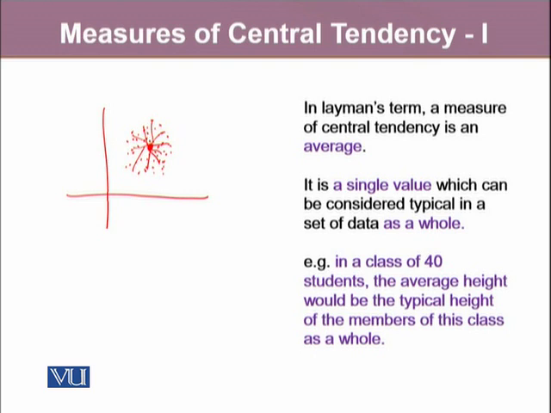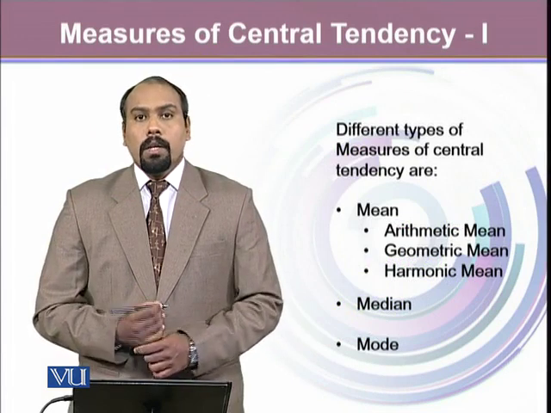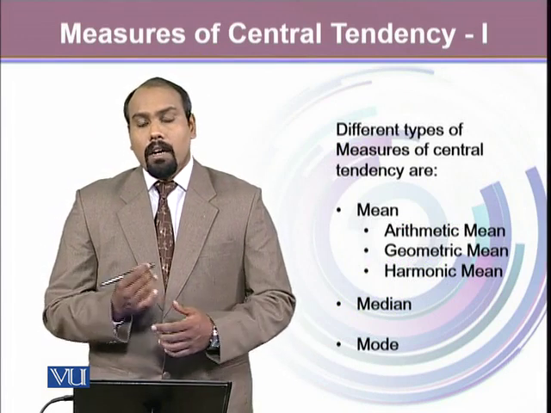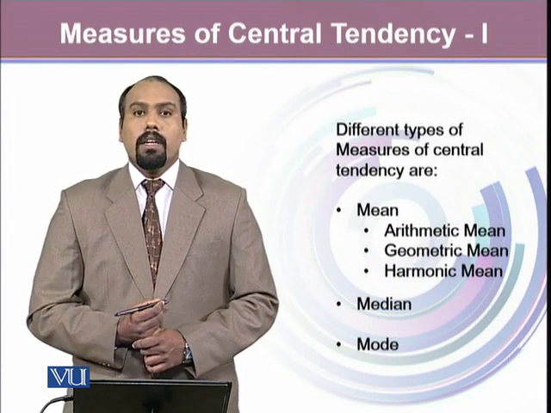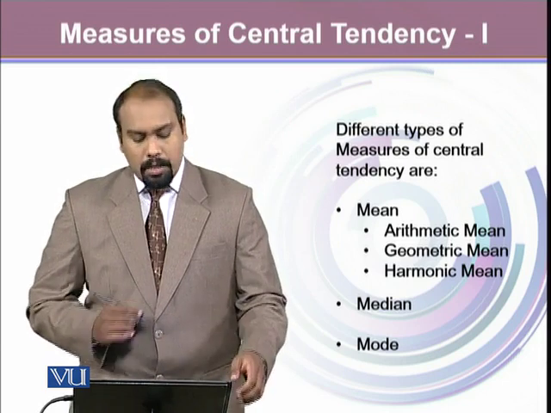These measures of central tendency are also known as measures of location, and they are very famously known as average. In another example, in a class of 40 students, the average height would be the typical height of the members of this class as a whole. Different types of measures of central tendency are mean, median, and mode. Mean is further described as arithmetic mean, geometric mean, and harmonic mean. And all these measures have different usage.